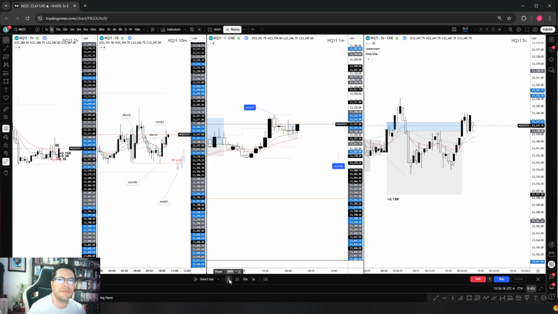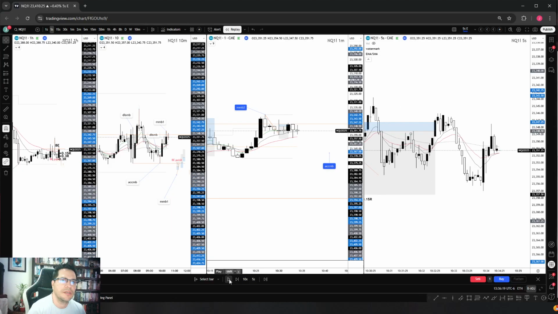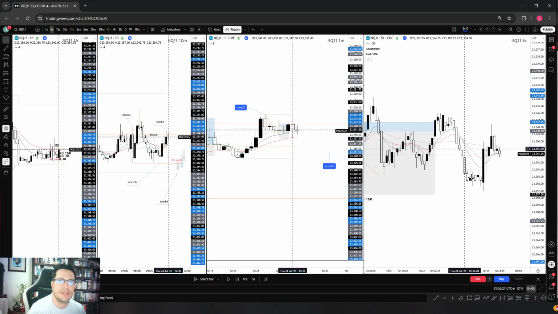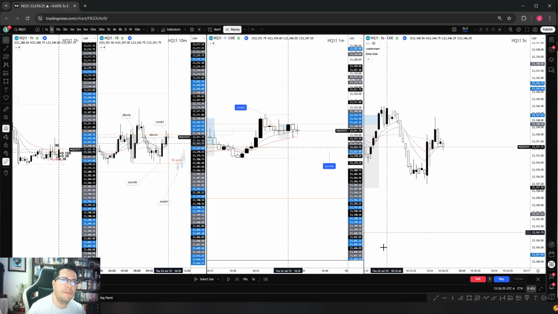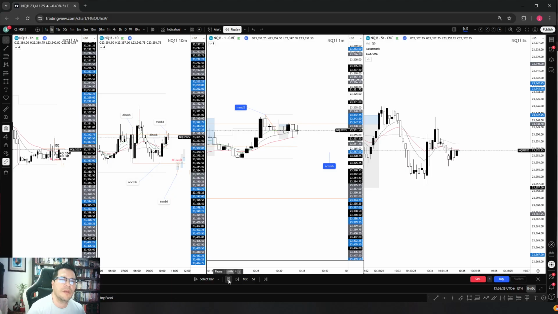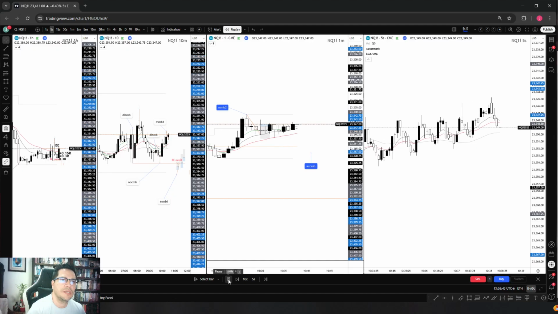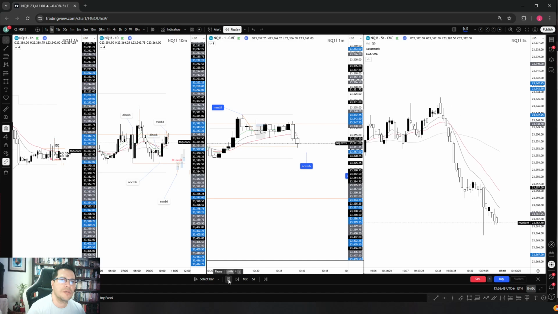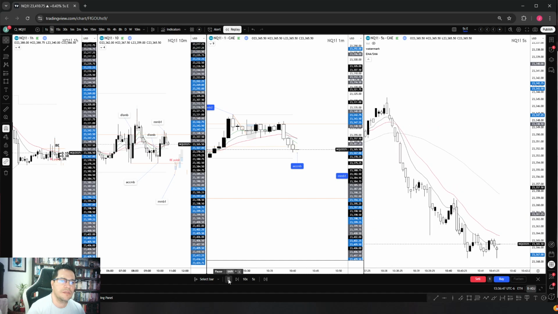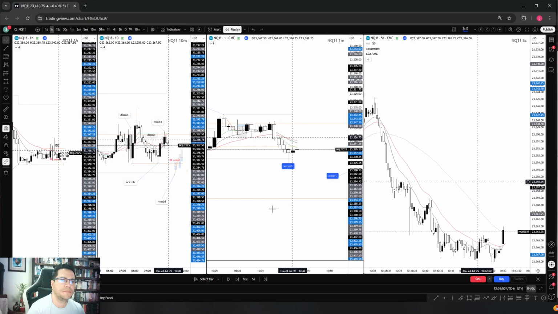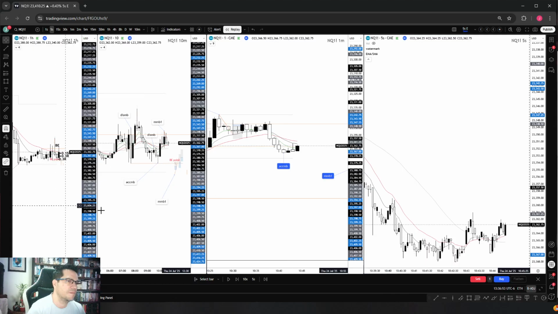So let's see what happened from there. Yeah, price went back down, would not have taken me out, but then would have come back to entry, so this would again probably be a break-even trade for me. And from there it went below the EMAs.